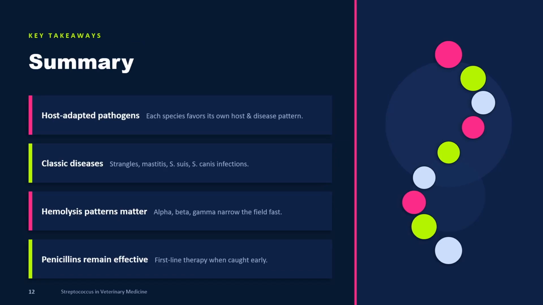Streptococcus species are highly host-adapted pathogens that can cause some of the most classic diseases in veterinary medicine. Understanding which species matter in which host, recognizing the importance of hemolysis patterns, and using targeted diagnostics will help you manage these infections effectively. And the good news is that penicillins remain highly effective for most streps, making treatment straightforward when you catch infections early.